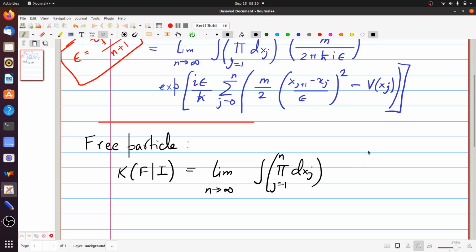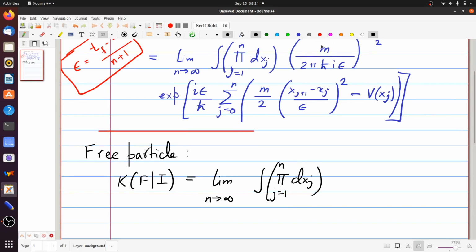Now, let me just point out one thing. For the free particle, there is no potential. So you have m by 2 epsilon squared inside the sum here, which you can of course pull out of the sum. And if you do that, you are going to get i m by 2 h cross epsilon, which of course is very similar to what you already have here. m by 2 pi h cross i epsilon. So there's an extra pi here. Other than that, it's essentially the same factor.